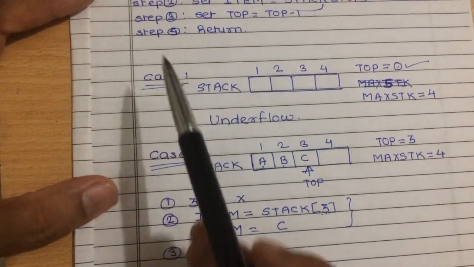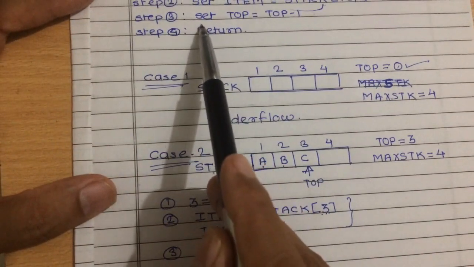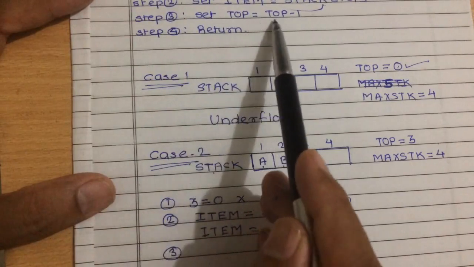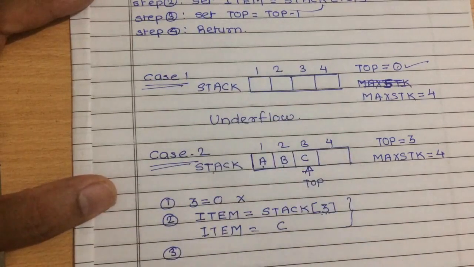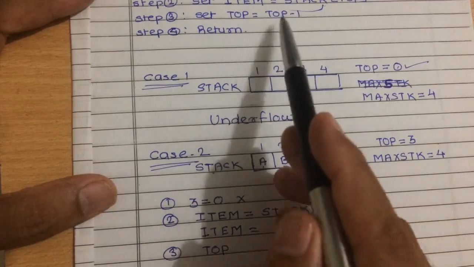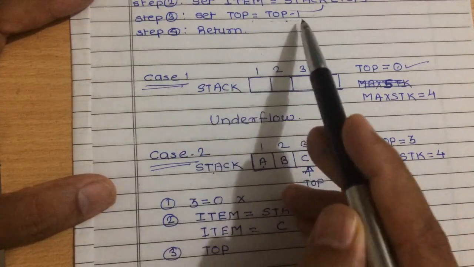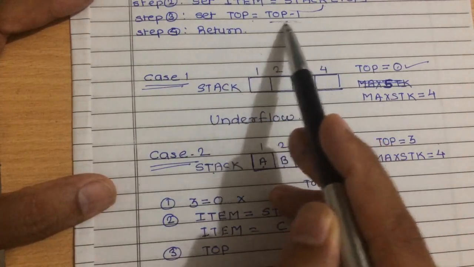So for that, to decrease the value of top, I have written the third step. It is set top is equals to top minus 1. So here, as we know that first the right side of the assignment operator will get executed. This is the assignment operator. So first this side will get executed.